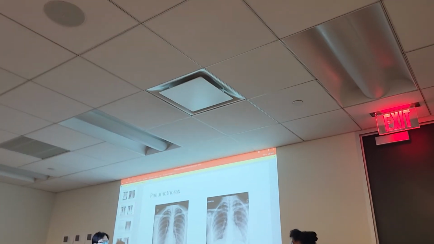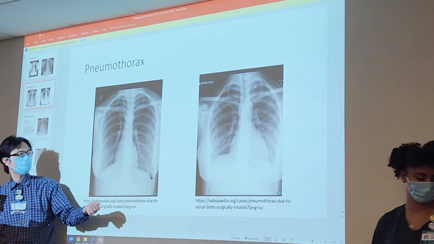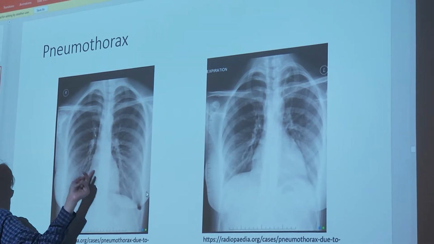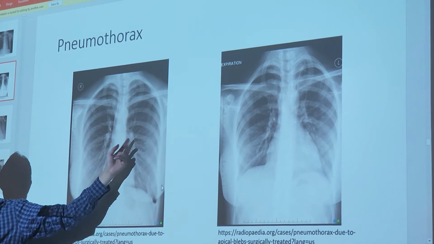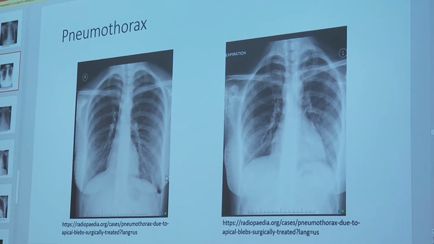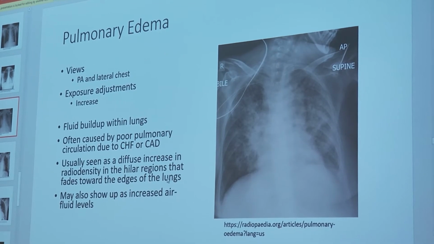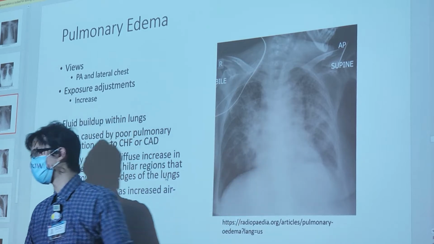Right? So pneumothorax, right? We have some air in the collapsed lungs there, but just looking here in the hilar region, you notice that the hilar region doesn't look that dense. It doesn't look so bright. We come over here back to our pulmonary edema, and now you see that extra fluid buildup in that hilar region.